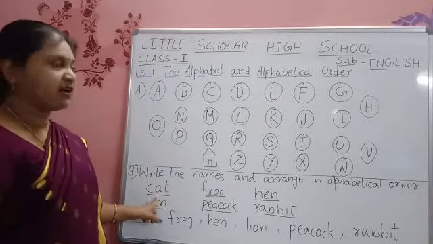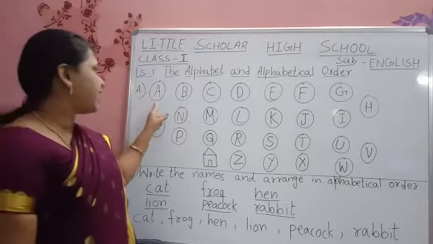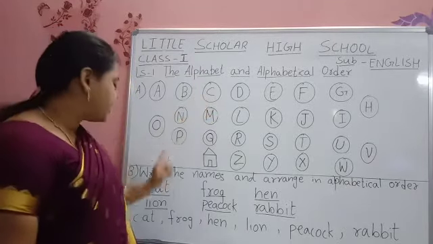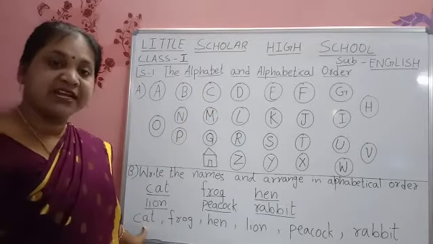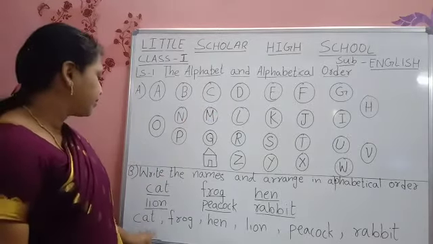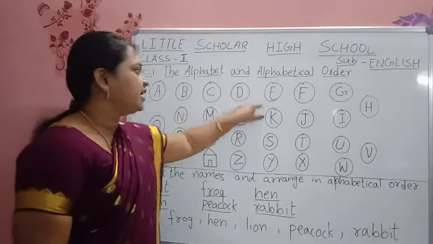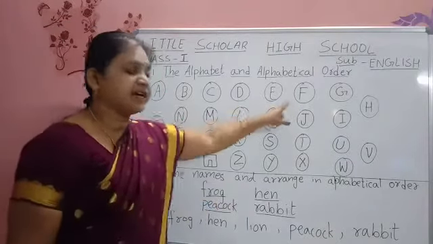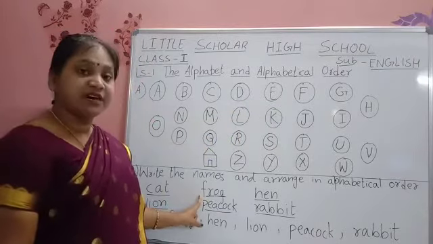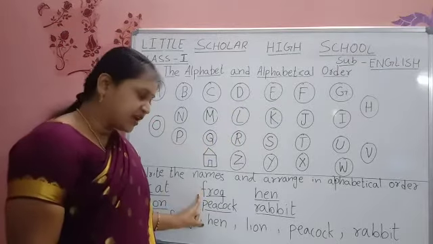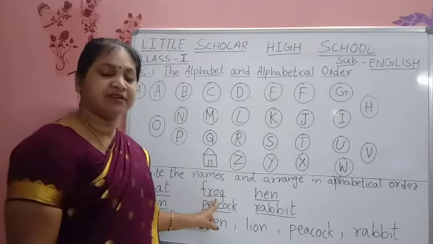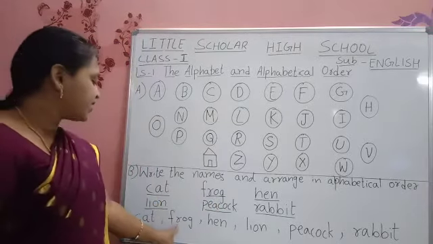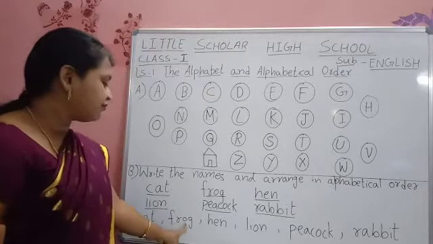C-A-T, cat is given. So when you are writing A, B, C, D, is C coming first? Yes. So you will write C-A-T, cat, first. Then after C, D, E, F. Yes, you have frog, starting with the letter F. Which word do we have starting with F? We have the word frog. So after cat, we will write frog.